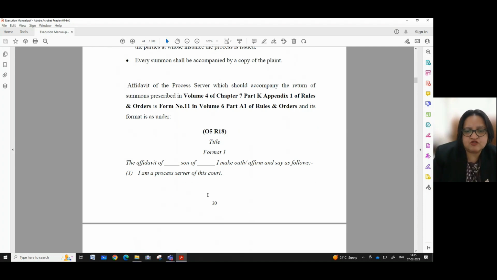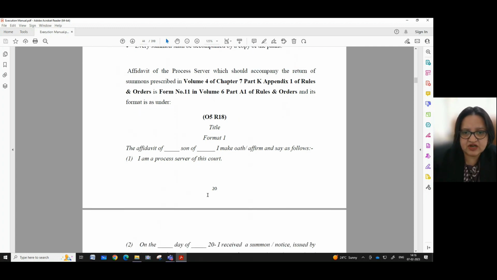Affidavit of the process server, which should accompany the return of summons prescribed in Volume 4 of Chapter 7, Part K, Appendix 1 of Rules and Orders, is Form 11 in Volume 6, Part A1 of Rules and Orders, and its format is as under. Order 5, Rule 18, title of the case, Format 1. So how the affidavit should be given by the process server is given in Format 1.